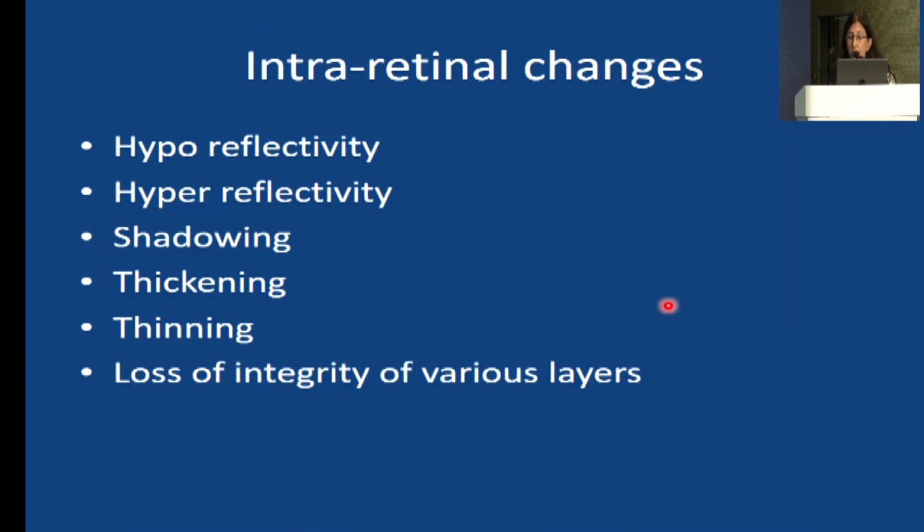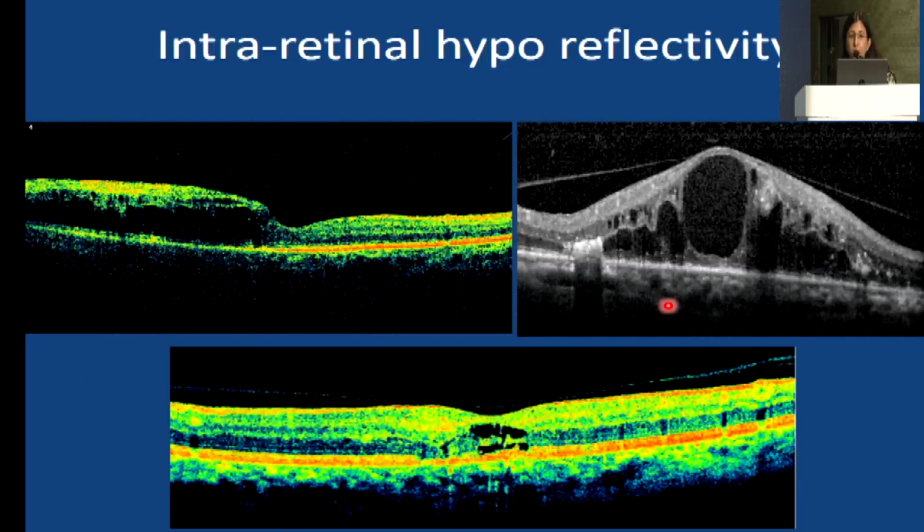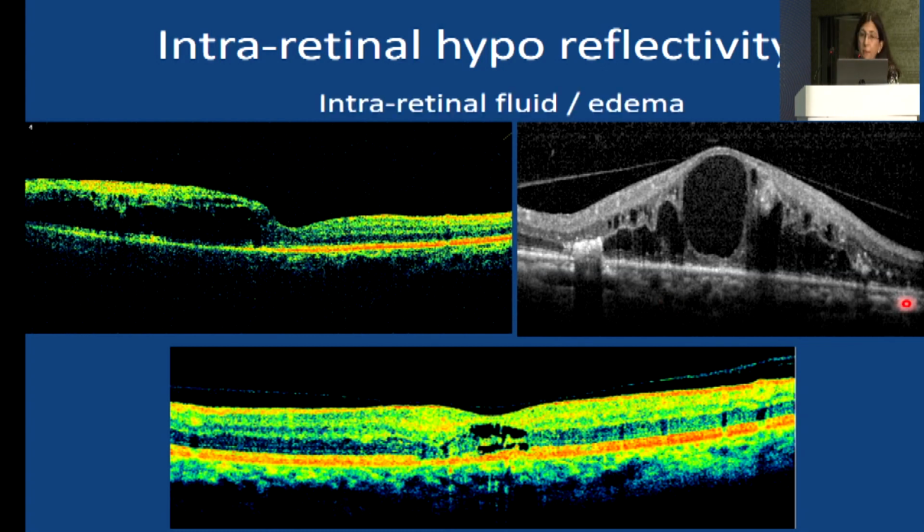Now coming to the intraretinal changes. In this, the main thing that we have to look at is the reflectivity patterns, hypo or hyperreflectivity. Then we look at the shadowing, thickening and thinning, and ultimately the integrity of the layers. In hyporeflectivity, usually we'll see black spaces, and it means fluid.